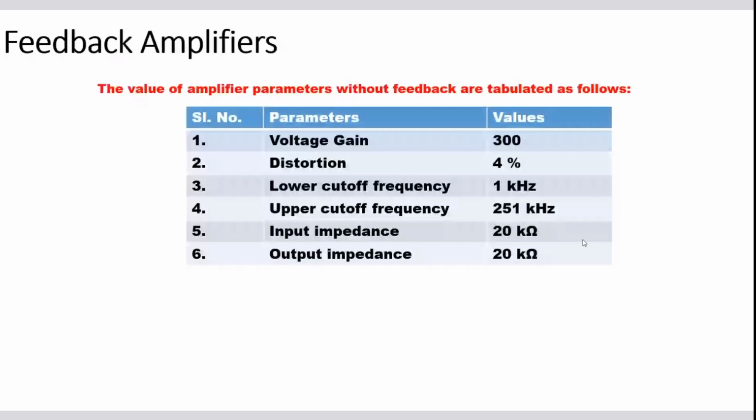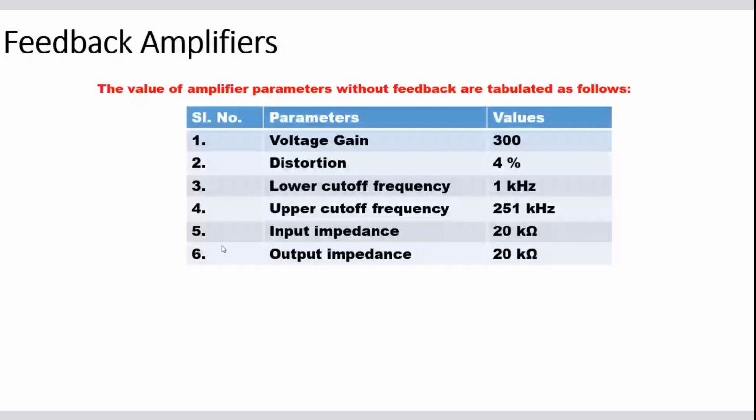If you take that amplifier and do the frequency analysis, whatever you have done with the RC coupled amplifier, the lower cutoff frequency is 1 kilohertz and the upper cutoff frequency is around 250 kilohertz. And the input impedance is 20 kilo ohms and the output impedance is also 20 kilo ohms. So what happens to these parameters after introducing the feedback? That is the question actually.